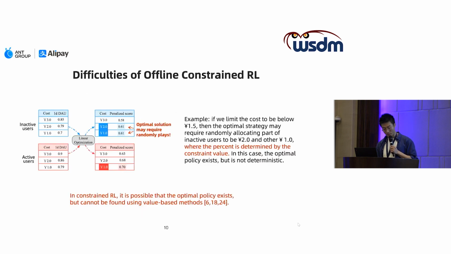Note that although value-based methods such as Q-learning, DQN, and DDPG are widely used in offline RL, applying such methods to offline constrained RL is non-trivial, because with constraints, the optimal solution may require a random play between 2 actions with a specific probability. For example, in this case, if we limit the cost, then the optimal strategy may require randomly allocating part of these blue users to 2 yuan and the others 1 yuan, where the percentage is determined by the constraint value. In this example, the optimal policy exists, but cannot be found using a value-based method.